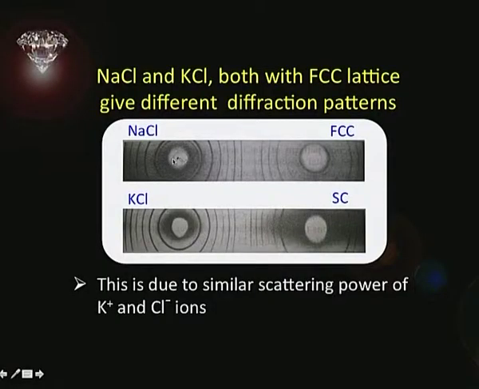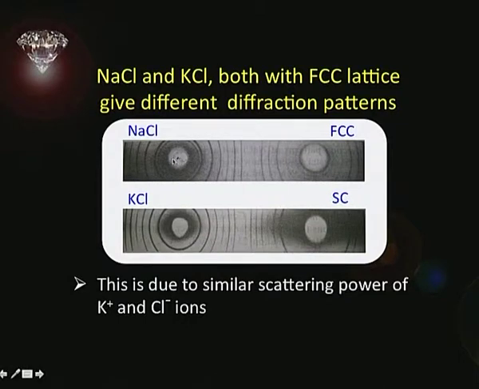So, that is how we make use of diffraction pattern to get information about the unit cell and its parameters there. Now, let us make one more important point here, because there are two very common crystalline solids, sodium chloride and potassium chloride. Both crystallize in FCC lattices, but the diffraction patterns they give are different. In case of NaCl, the diffraction pattern comes out to be what is expected of an FCC lattice, whereas in case of KCl, the diffraction pattern looks more like that of a simple cubic system rather than FCC.